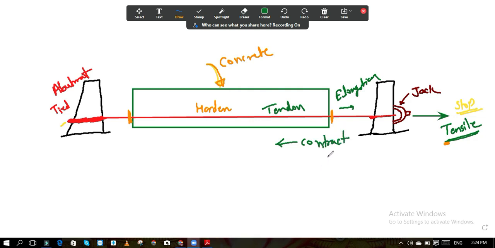Once it starts contracting, the stresses get transferred to the surrounding concrete, and these stresses are called pre-stress. We give stress to this tendon before pouring the concrete, that is why it is called pre-tensioned members. It is called pre-tension.